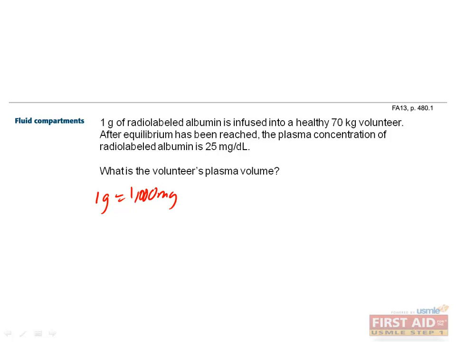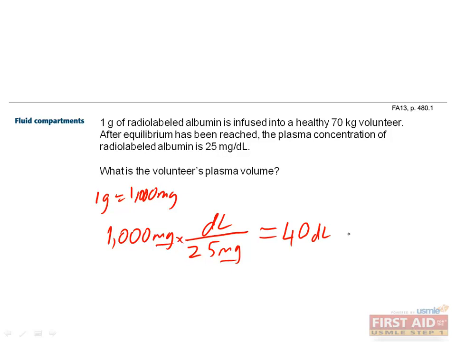If the concentration ends up being 25 milligrams per deciliter, and we started with 1,000 milligrams, then there must be 1,000 divided by 25, or 40 deciliters of plasma. Let me work that out for you. So we started off with 1,000 milligrams, and we want to solve for deciliters. So we divide by milligrams per deciliter so that we end up with deciliters. That gives us 40 deciliters, which equals 4 liters. That's roughly equal to the 3.5 that we calculated in the beginning of this lecture.